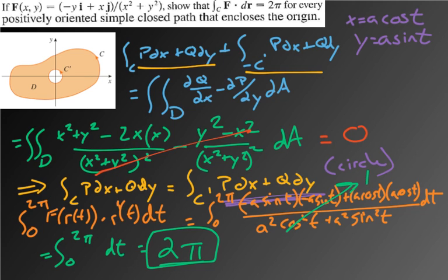So that does it. That shows that for this vector field, no matter what simple closed path around the origin you pick, it will always equal 2 pi, which is very nice.